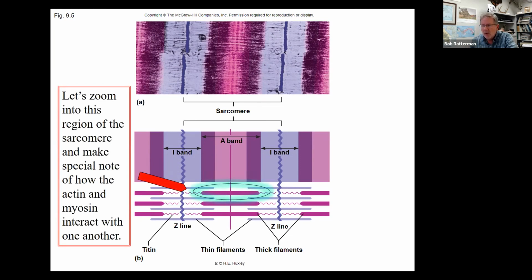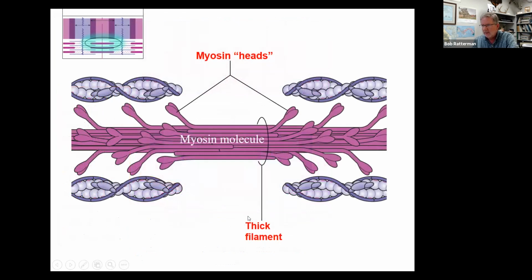Okay, we're going to now zoom in on an area of the sarcomere where we have both thick myosin and thin actin filaments. What I've just circled here and colored in green, we're going to zoom in on. There we go. We've zoomed in. Here's the thick myosin in pink, and here's the thin actin in purple.